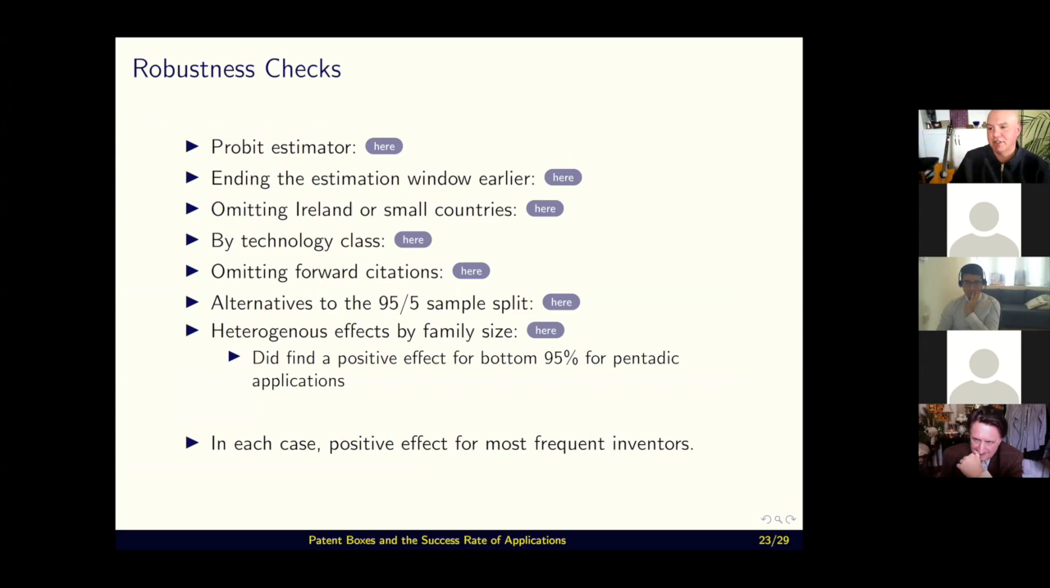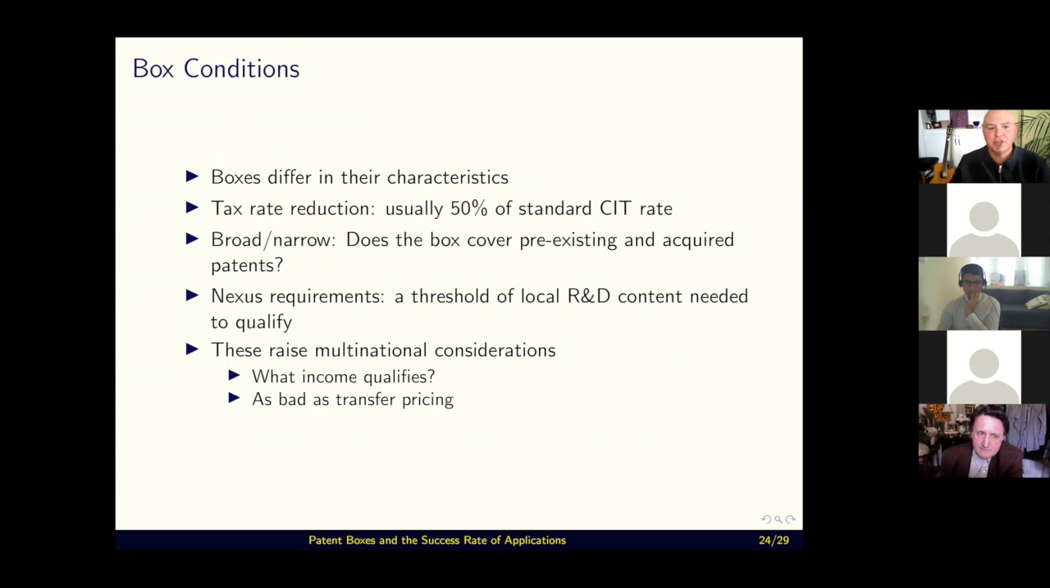Then what we're going to do is look at some conditions of boxes. How big is that tax cut? Is it a broad box or a narrow box? Now, some patent boxes say any old patent, you get the tax break. Doesn't matter whether you invented the idea, whether you bought it from someone else. It doesn't matter if it was granted before the box took effect or not. So that's a broad box: any old patent will do. A narrow box is it must be submitted after the box takes effect. Then again, these nexus requirements. So you have to do your R&D locally.